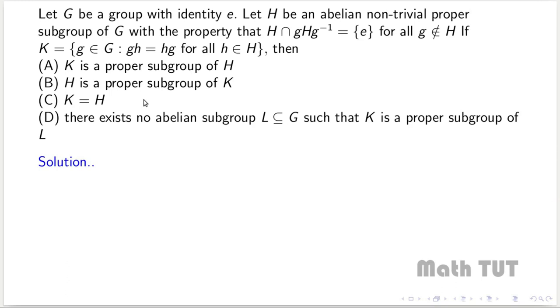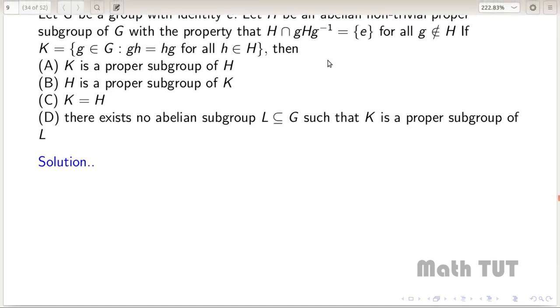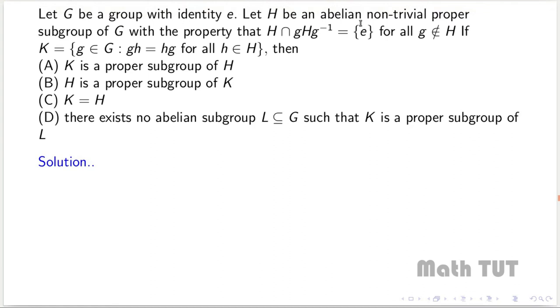One thing you can see is that K contains the set of all g in the whole group G for which, for all h in H, gh is equal to hg. That means K is nothing but the centralizer of H in G. Here H is an abelian non-trivial proper subgroup of G with the property that H intersection gHg inverse is equal to E for all g not in H. This is true for all g not in H, and we should keep that in mind.